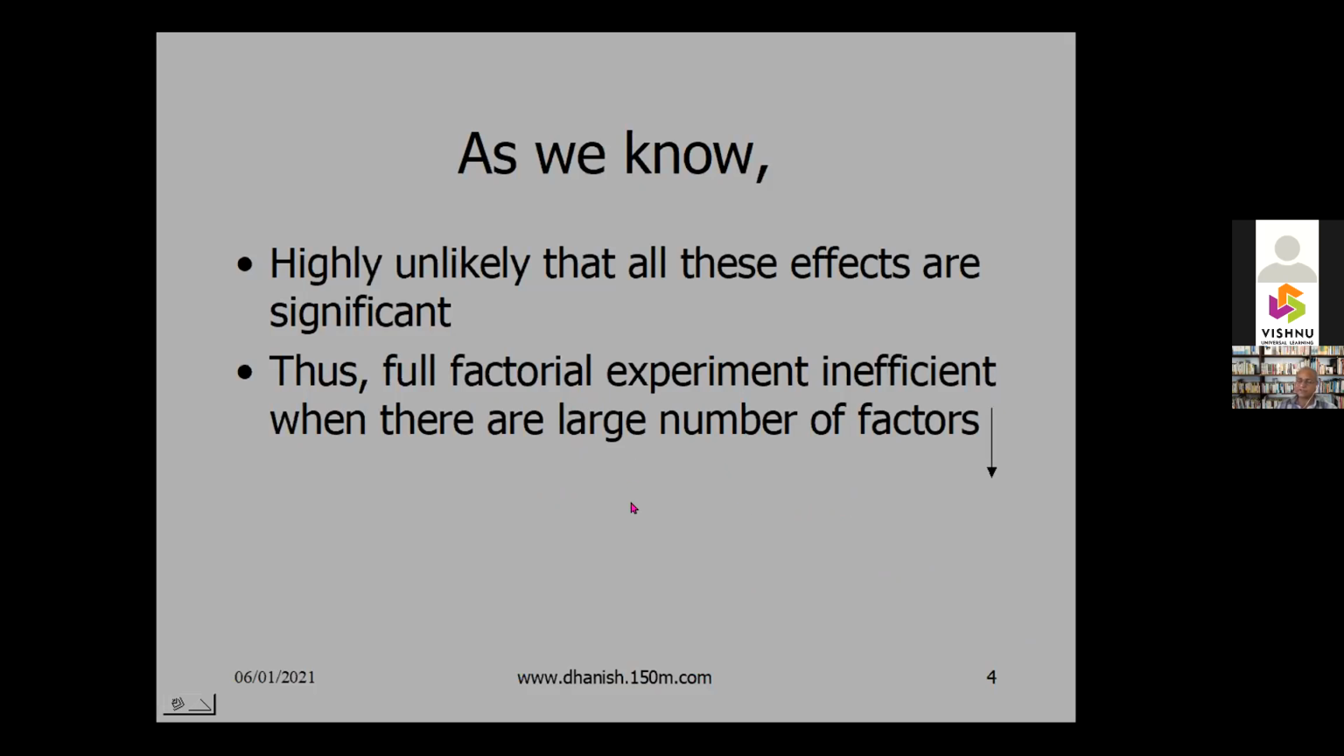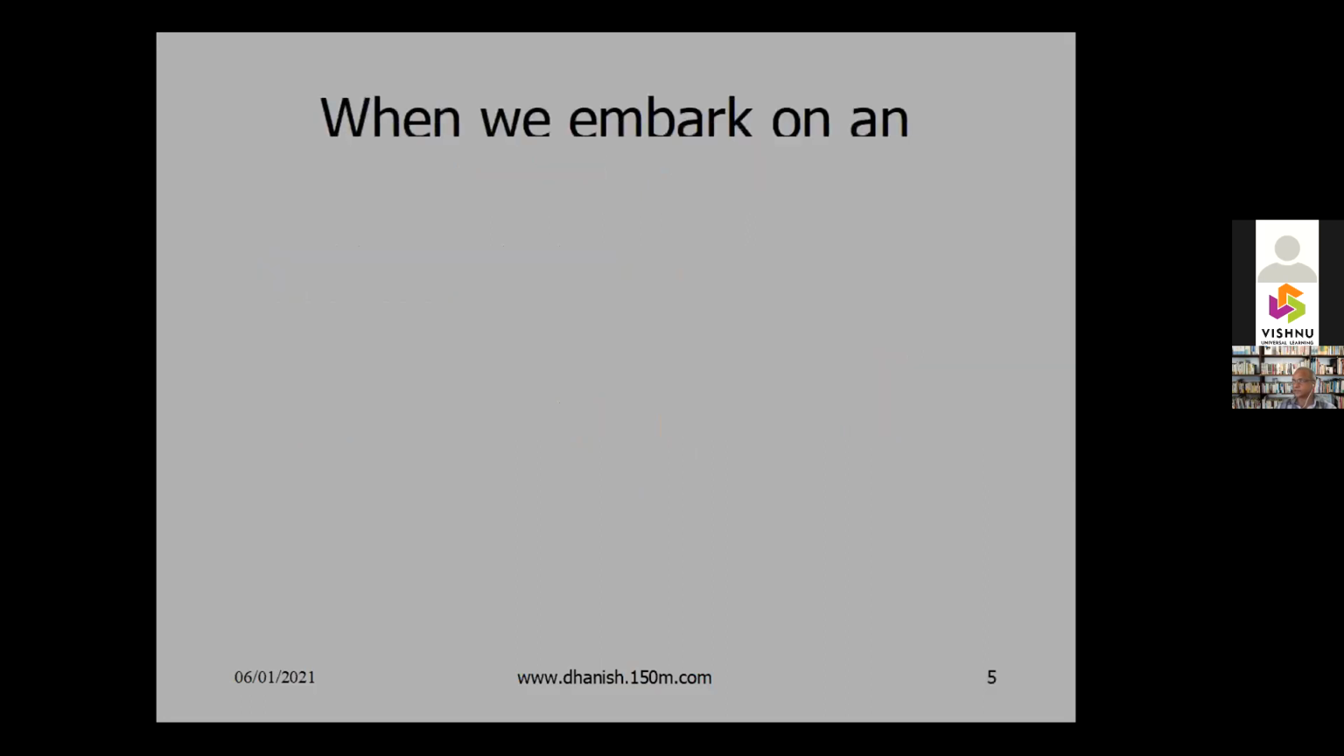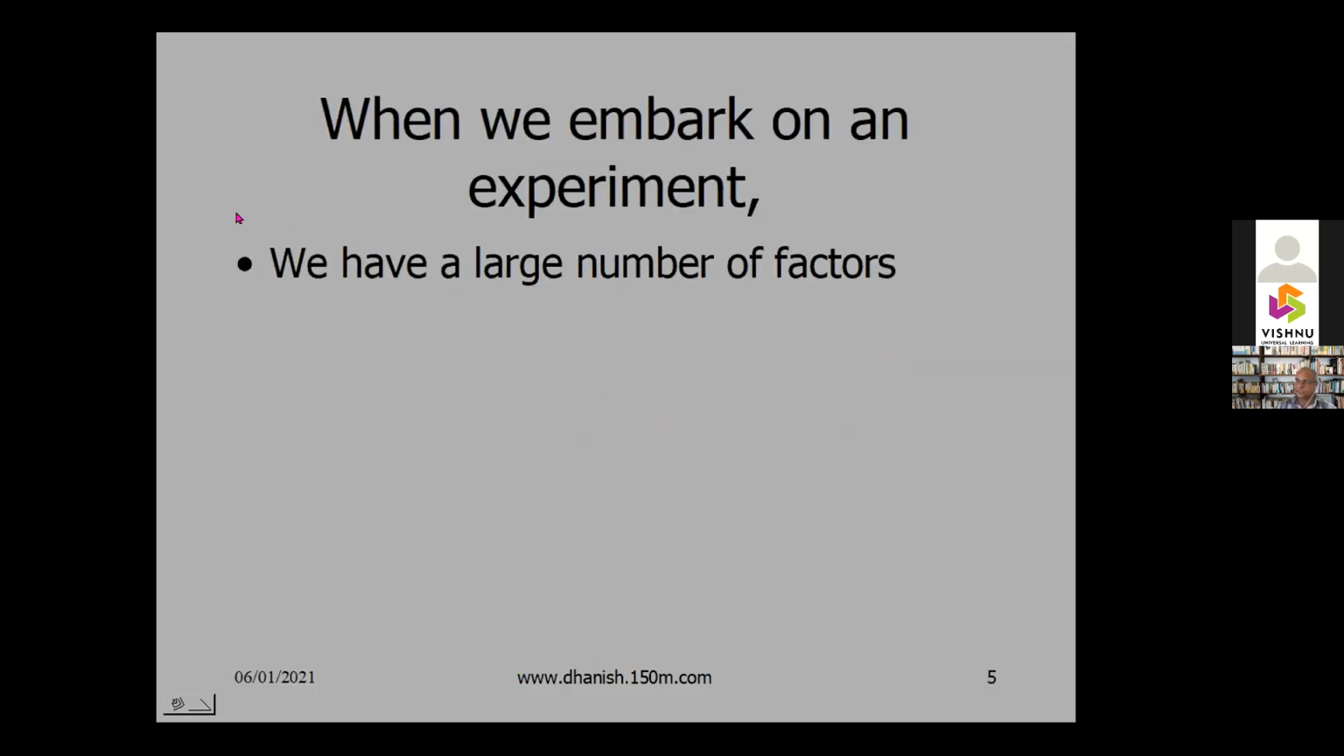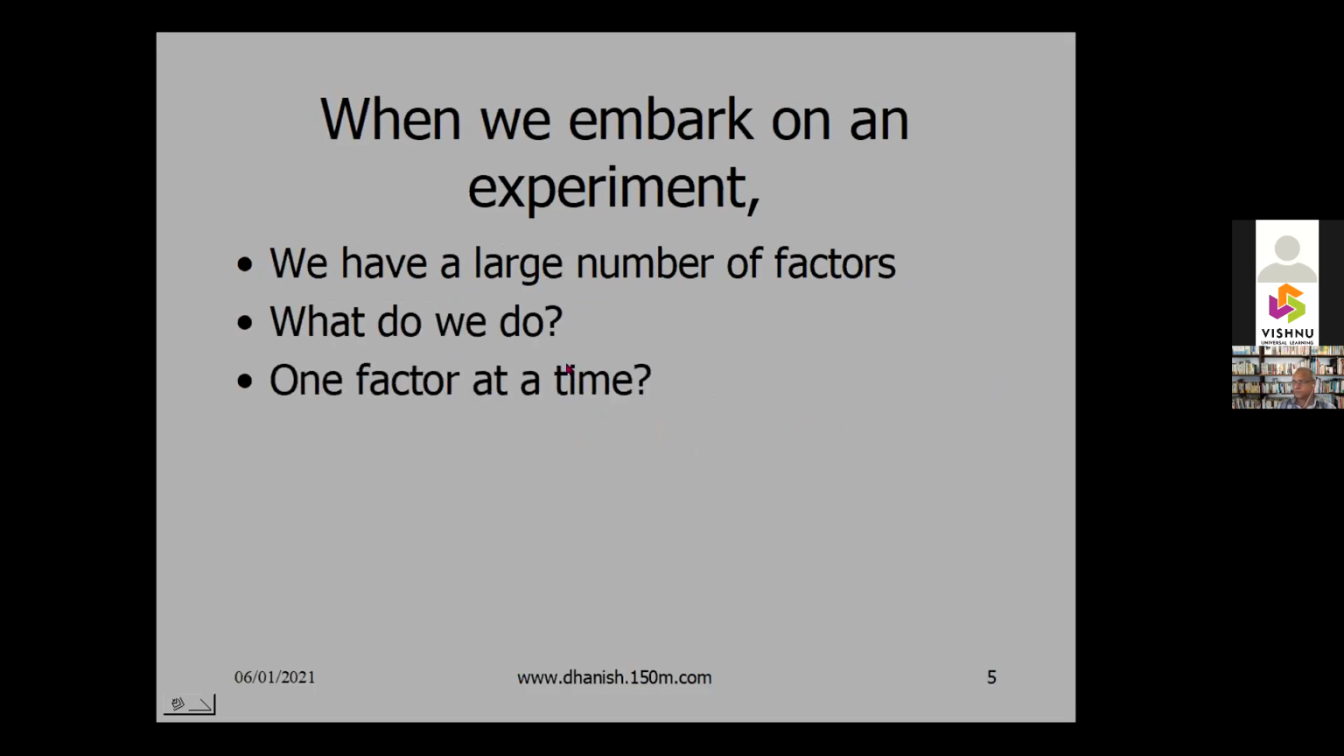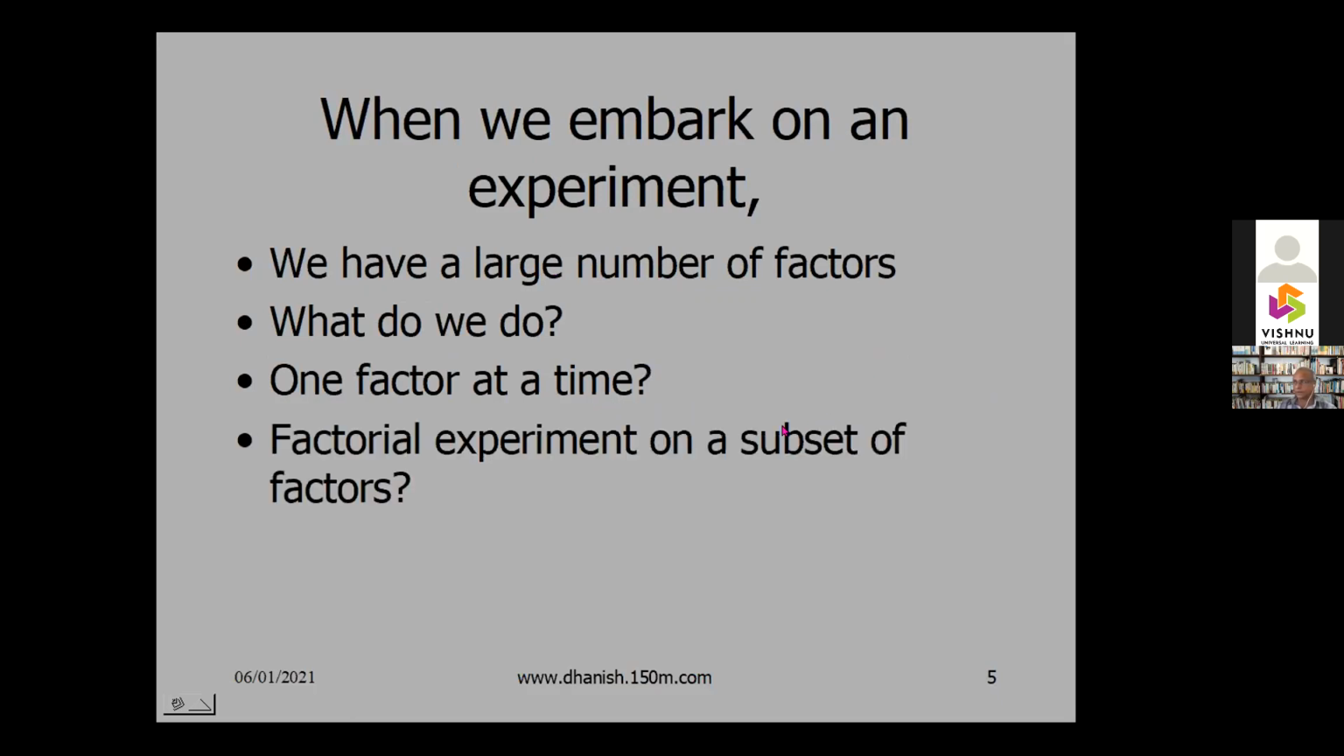When you start the experiment, you will have a large number of factors. Studying all of that is very difficult. So our first step is to eliminate the unimportant factors. That is the aim of the fractional factorial experiment. For screening, the best design is a fractional factorial experiment. When we embark on an experiment, we have a large number of factors. So what do we do? Some people immediately start one factor at a time. Or they choose some factors only and do a factorial experiment on a subset of factors.